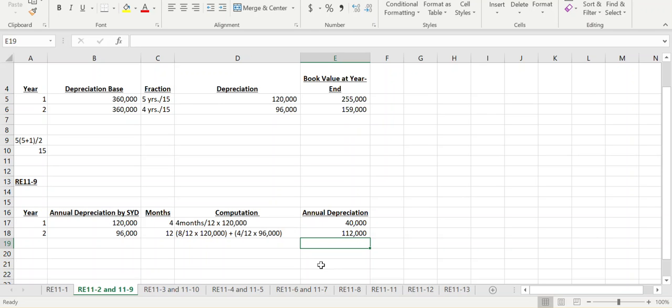If we were to do this for year 3, the same process would happen. We'd have to finish the 8 months of that $96,000 and then do 4 months for that third year.